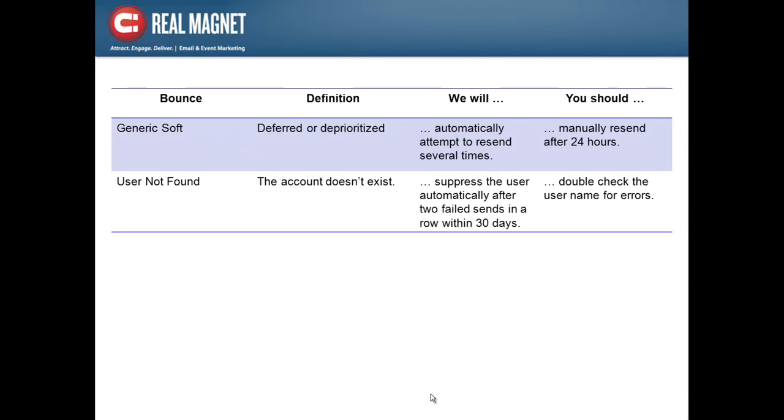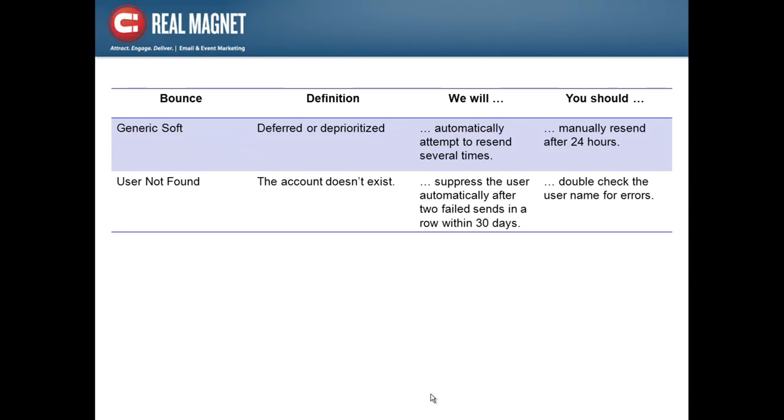Two failed sends in a row within a 30-day period, Real Magnet will automatically suppress that address because a high number of user not found type bounces will create a hit on sender reputation. You should double check that user address for possible spelling errors.